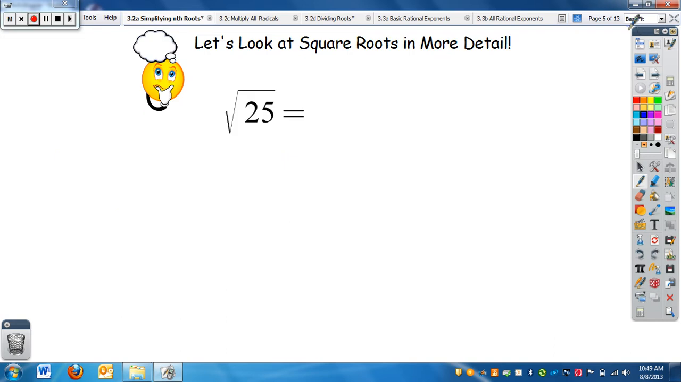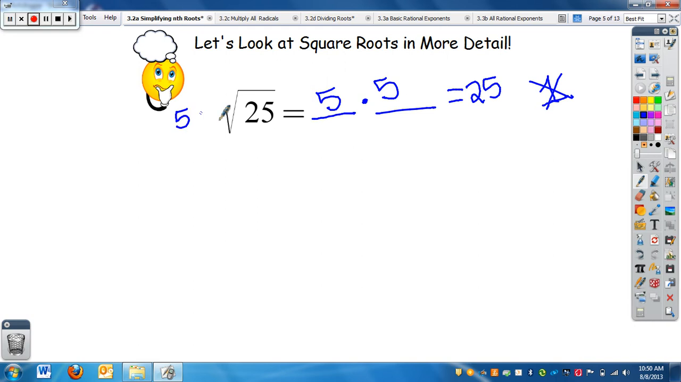So let's take a look at square roots in more detail. A lot of students, if they see the square root of 25, think there is one answer. However, they are wrong. There's actually 2 in most cases. So you have to think to yourself, what times itself is 25? And right away, students will be like, oh, it's 5. 5 times 5 is 25. So 5 is one answer.